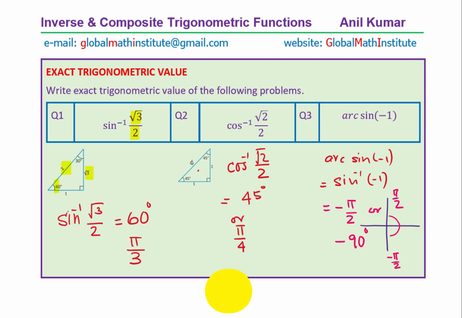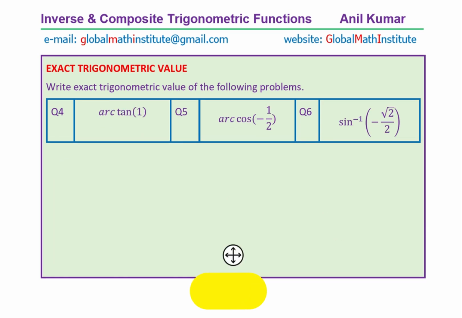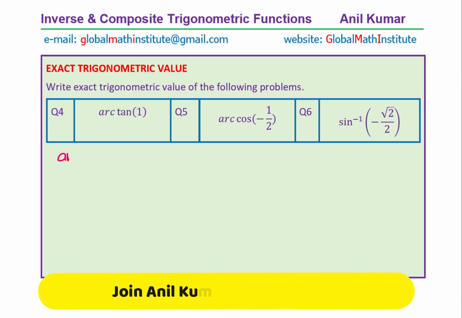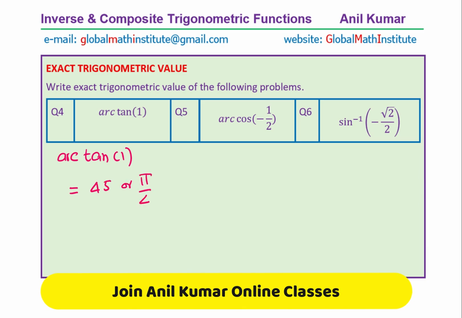Perfect. Now let's take up the next set of questions, which is arc tan. So you can actually pause the video, write down the answers, and then check with my solutions, correct? So arc tan basically is 45 degrees or pi by 4, right? Simple as that. So it's positive, quadrant 1, pi by 4 or 45 degrees.